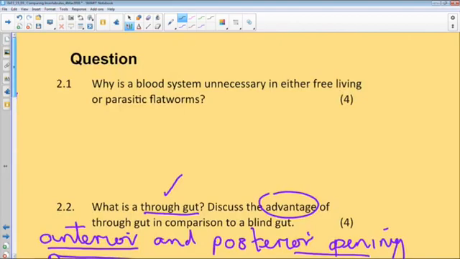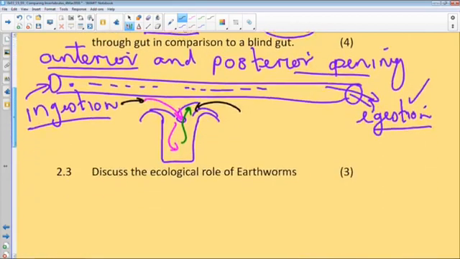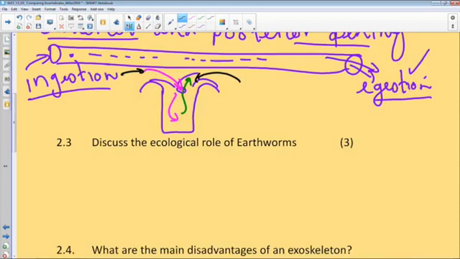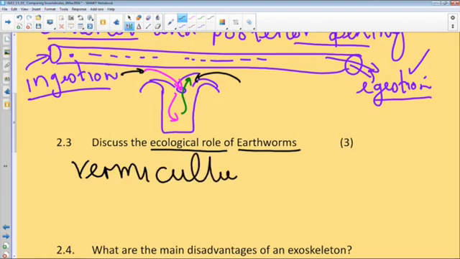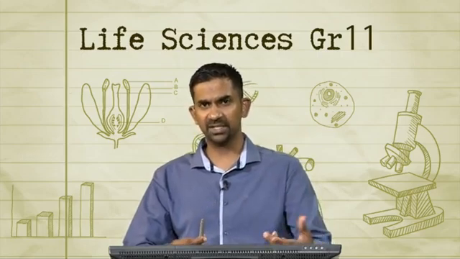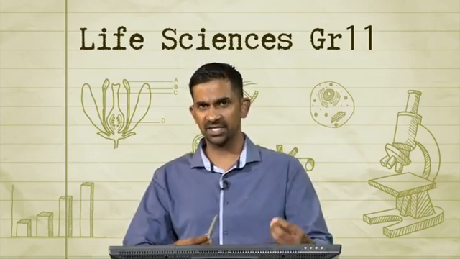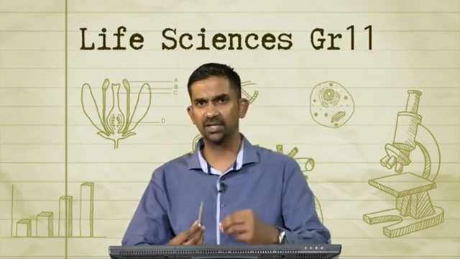Okay, so I'm going to get to the next question, which was discuss the ecological role of earthworms. So guys, this takes us to a process called vermiculture. Let me describe this process. Here we're using worms to decompose organic material, and they break down the organic material, and in that process they digest and they return the organic nutrients back into the soil.